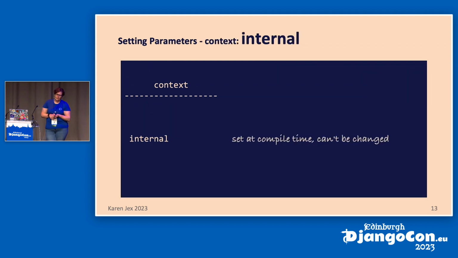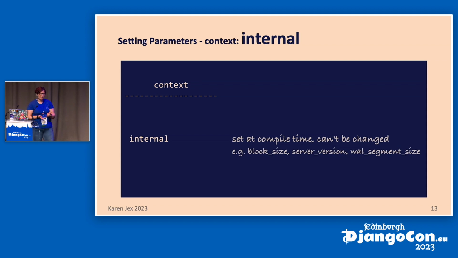So internal parameters, you pretty much can't change these. Once your cluster's up and running, they're set. They're set when you do your initdb to create your cluster. And some of them you can configure at that point. So things like block size, server version, wall segment size are all set when you create your cluster.